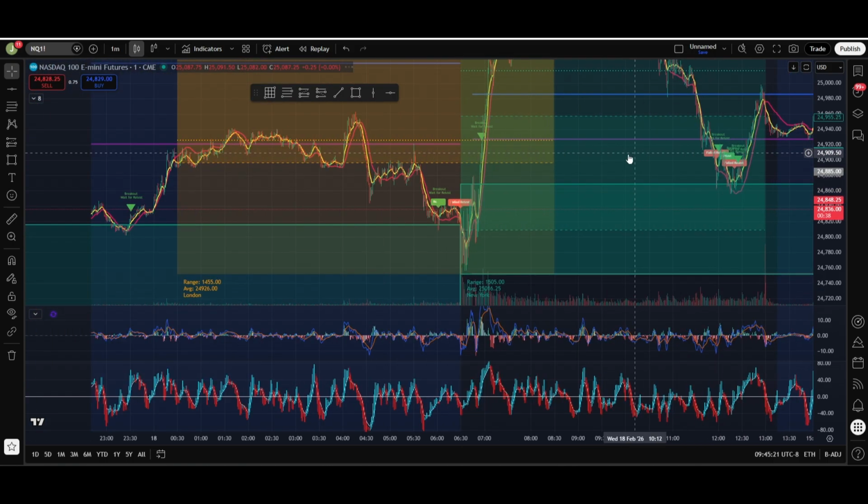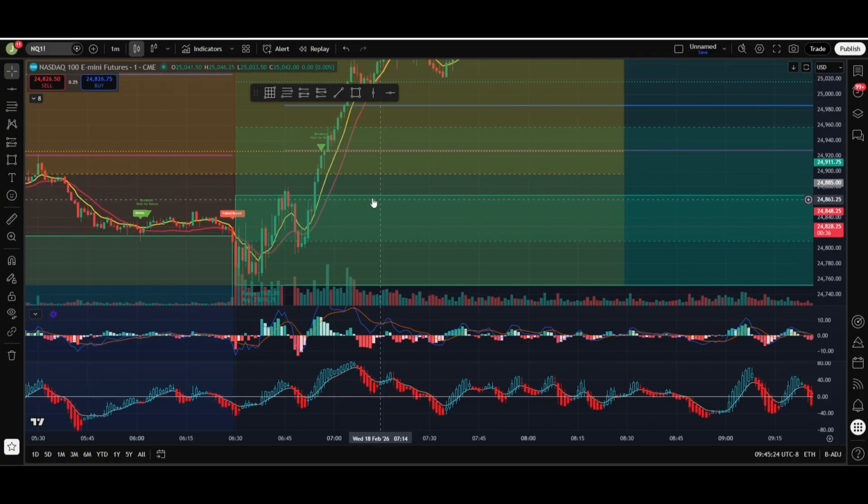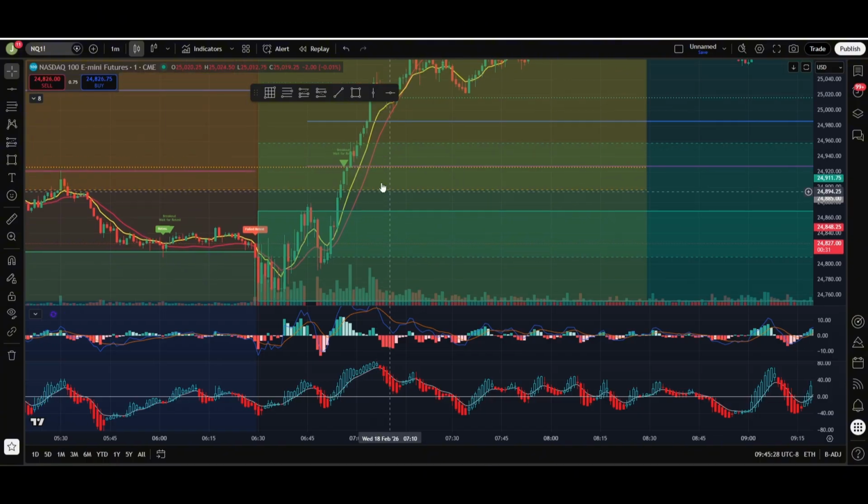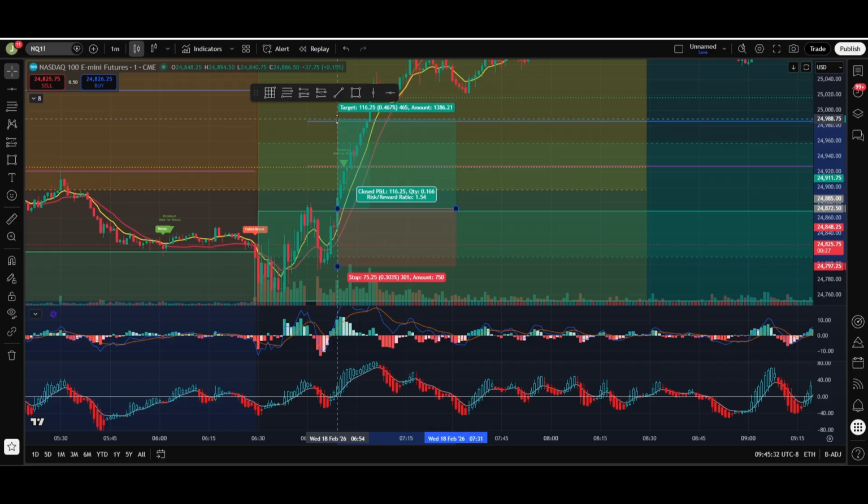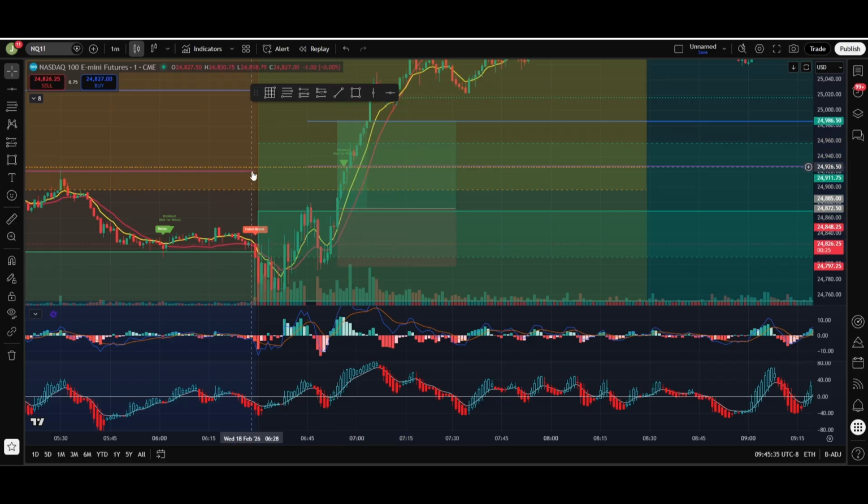Let's go look at another day. Again, ES follows NQ closely. So again, it hit blue and purple. We would go ahead and put our long position on and we would capitalize on our move.